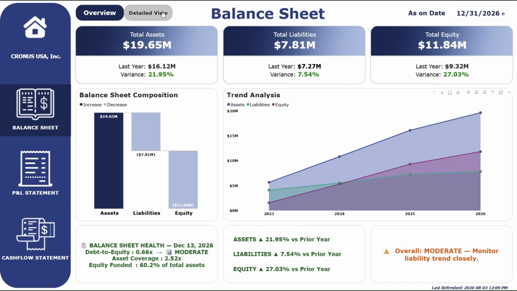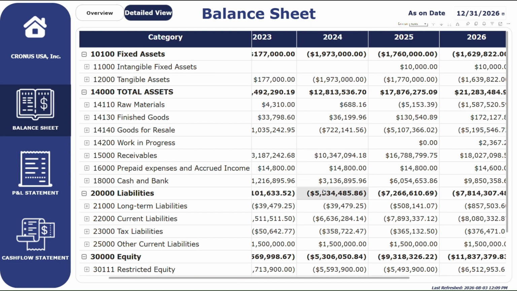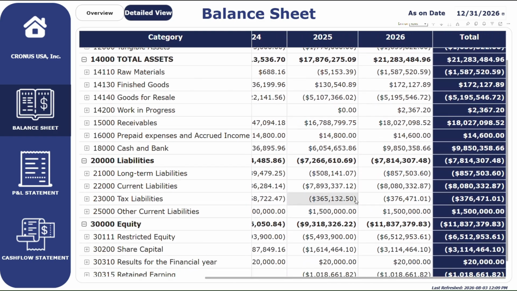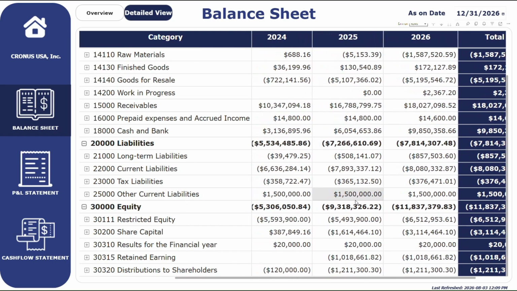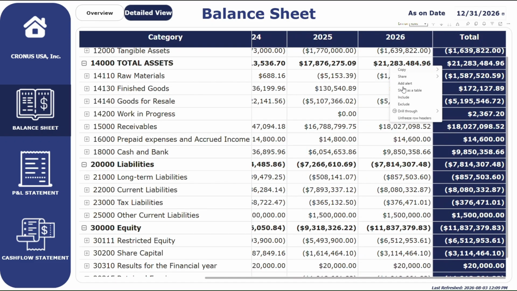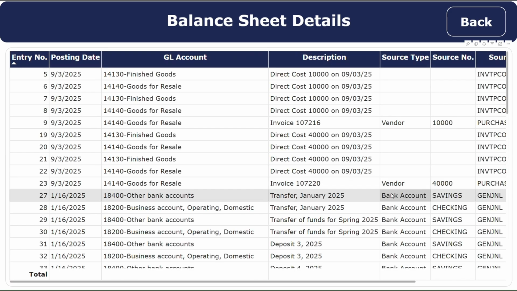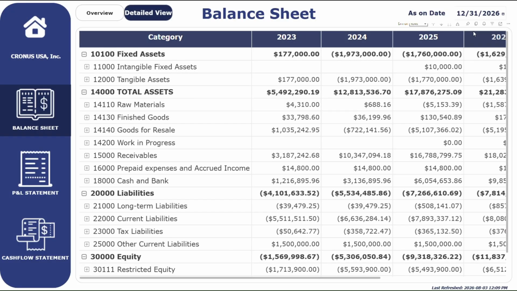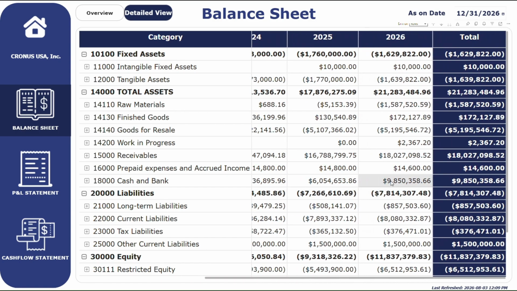The detailed balance sheet provides a comprehensive breakdown of assets, liabilities, and equity across different account groups, giving complete visibility into the organization's resources, obligations, and shareholders' equity. This report supports strategic financial planning, budgeting, and long-term decision-making.